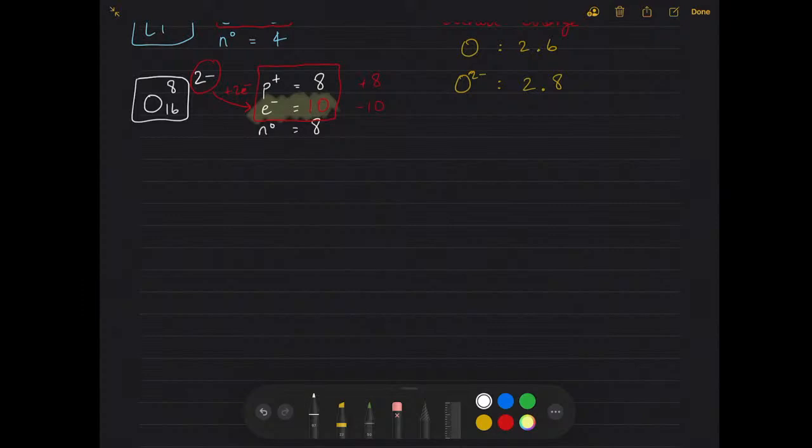Next one is for you. If you're watching live, have a minute. If you're not, pause the video once you see the next question, which is magnesium, 12 and 24.